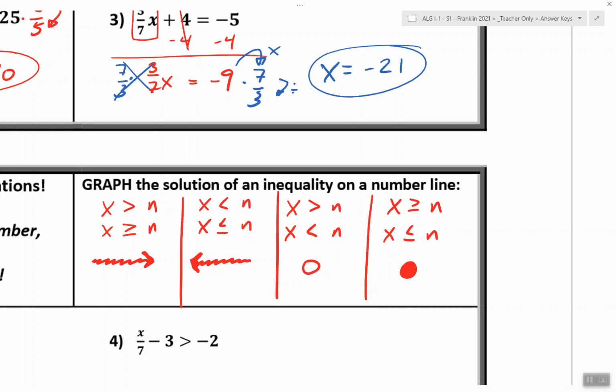Okay, so the first two there, the direction, that's pretty straightforward. X is greater or x is greater than or equal to. We're shading in all the numbers that are bigger than that number, because that's what it says. X is greater than that number. Same for less than. We're shading all the numbers that are smaller.